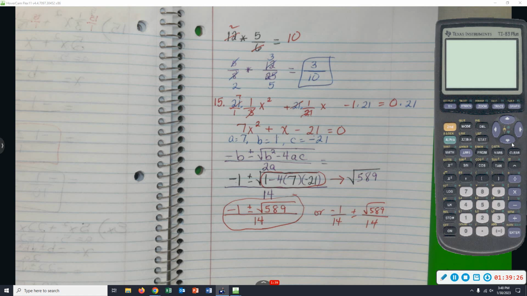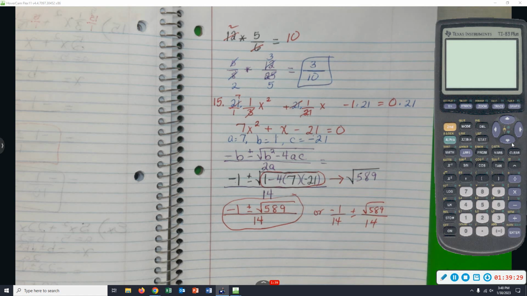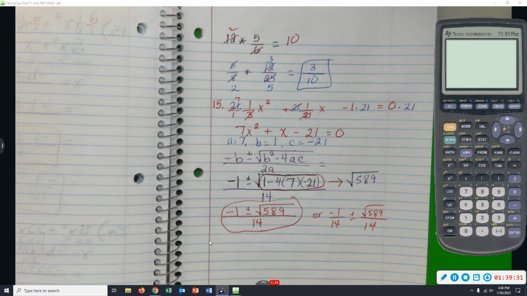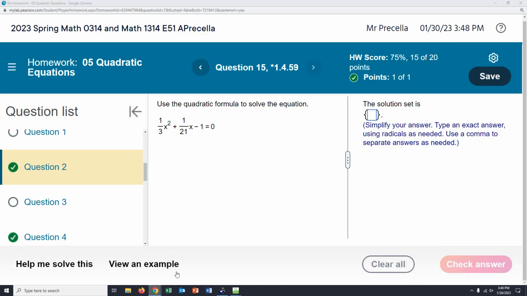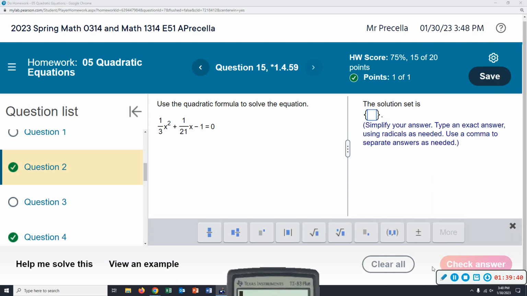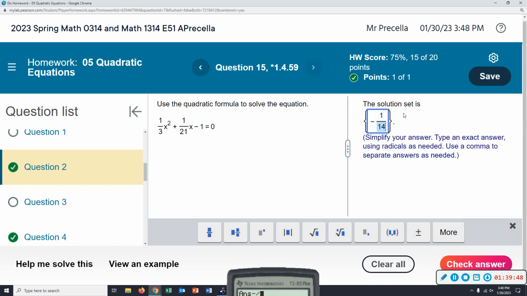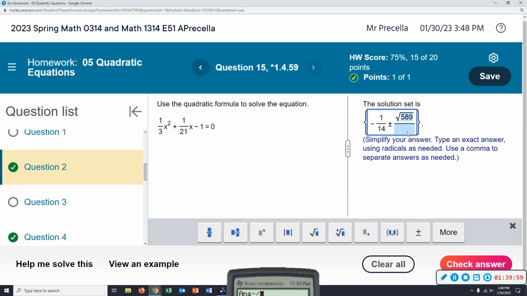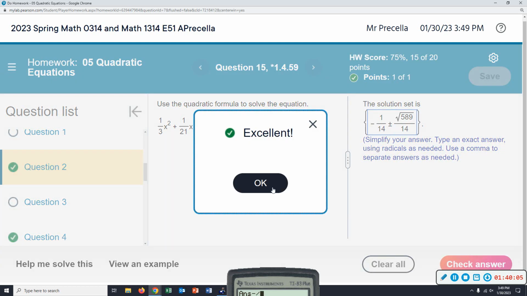Okay, I have one I want to do. Let me type that in. I'll type it in as two separate fractions: negative 1 over 14, right arrow, plus or minus, fraction, square root of 589 over 14.